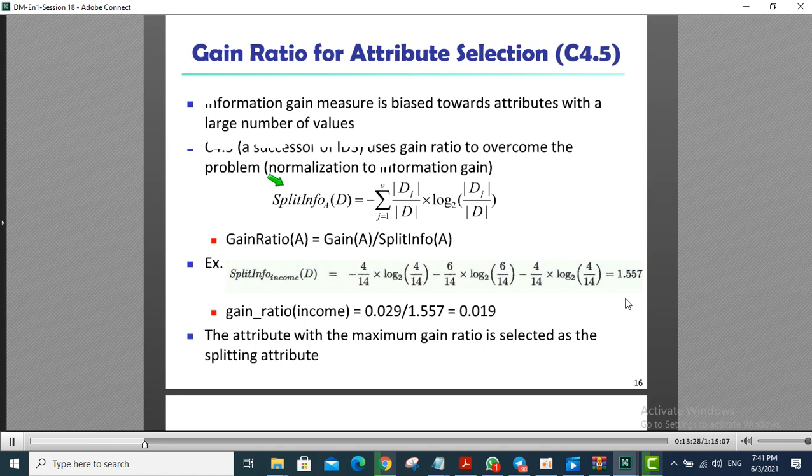So, for example, if I try to find the split information for an attribute, I can use this formula, this equation here. And the gain ratio is this. Gain ratio of A is equal to gain of A divided by split info of A.